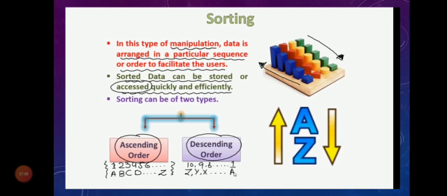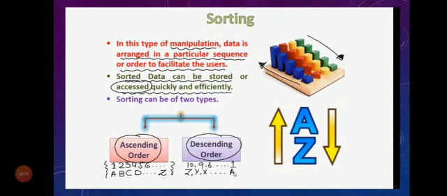Sorting can be of two types. Ascending order means top to bottom, like 1, 2, 3, 4, 5, 6, and so on, or in alphabetical order, A, B, C, D to Z. And descending order means bottom to top, like 10, 9, 8, 7, 6, and so on, and in alphabetical order, Z, Y, X, and towards A. This is called sorting.